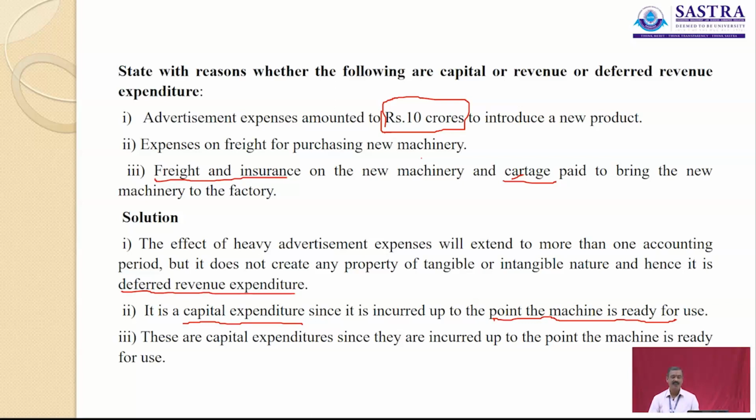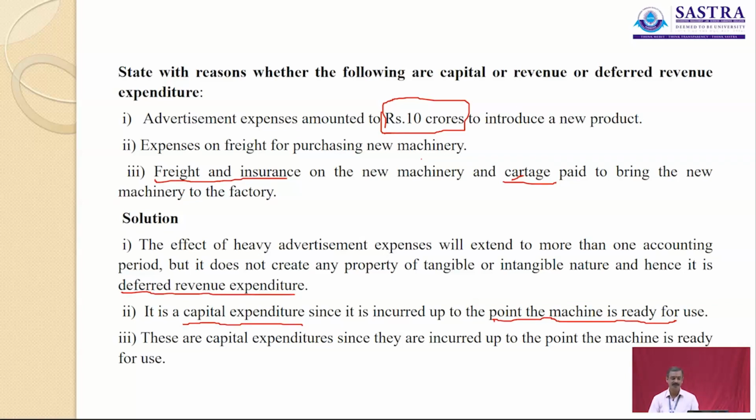Why? Cartage is paid to bring the new machinery to the factory, and freight and insurance on the new machinery are incurred for keeping the machinery for a long term, so these expenses are capital expenditures, since they are incurred up to the point where the machine is ready for use, right? This is the second illustration. We learned what deferred revenue expenditure is, and we also saw capital and revenue expenditures.